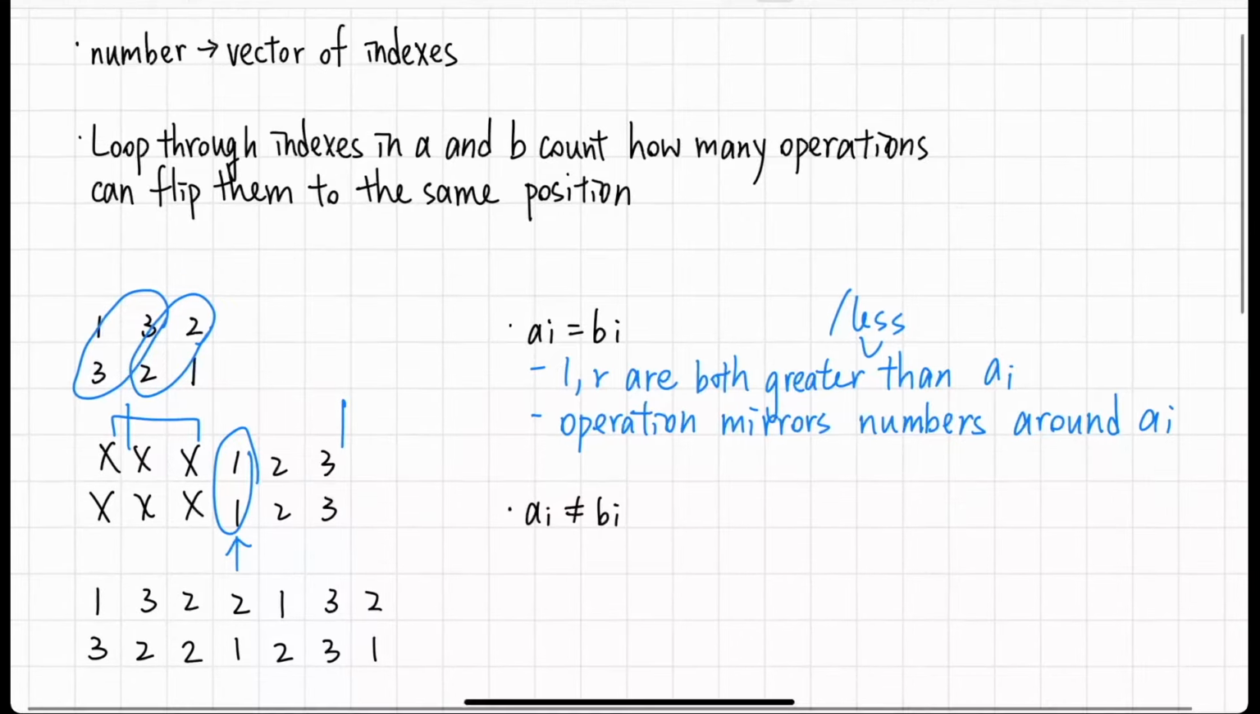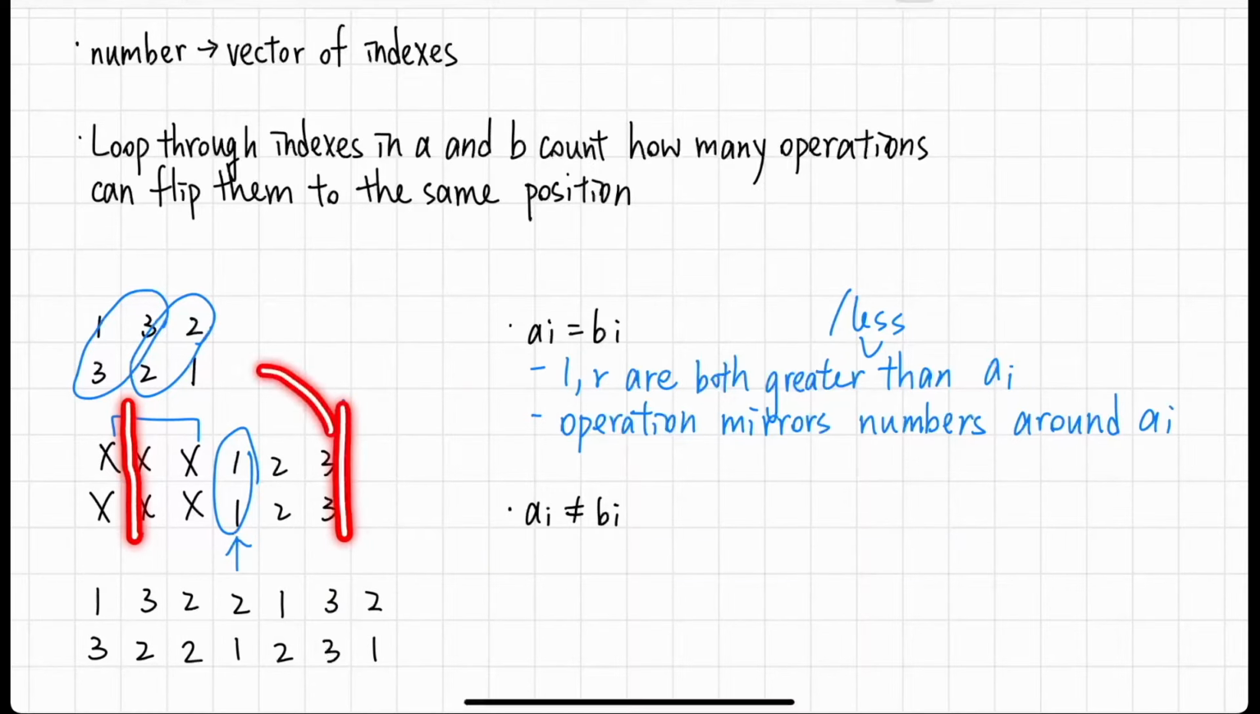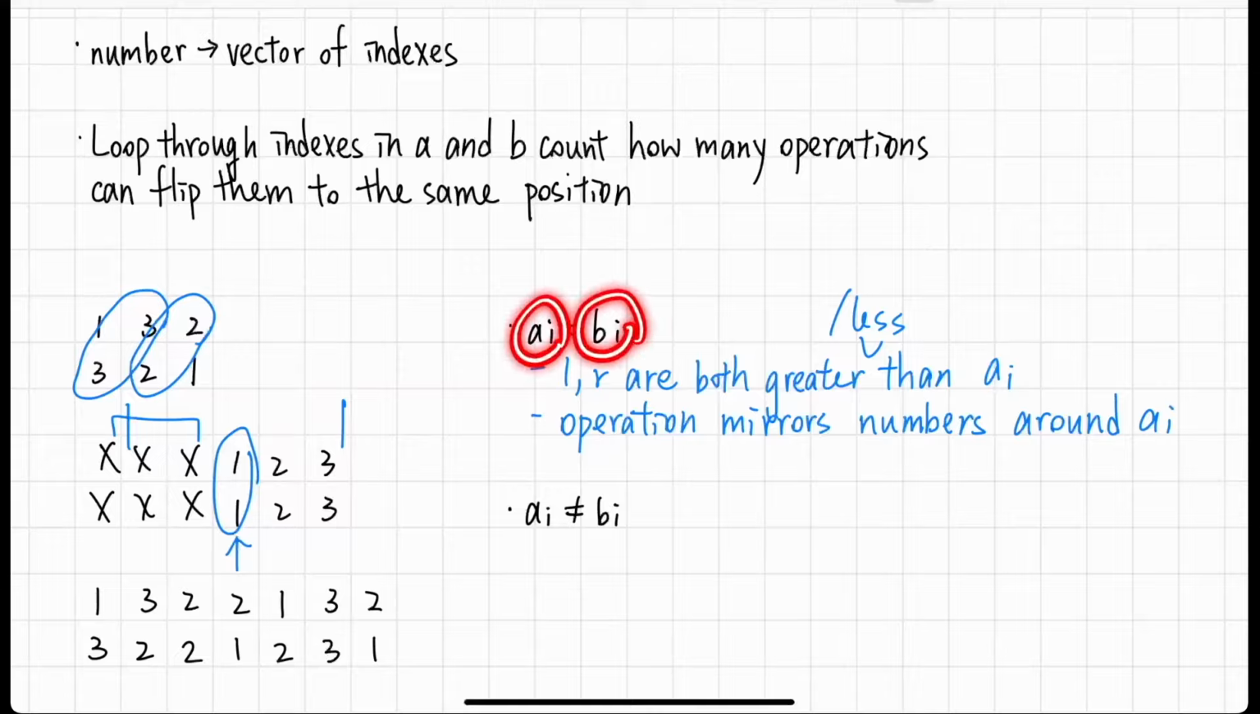What I mean by this is what I mentioned for this case, when the numbers only flip around AI but don't move this number. And what I mean by AI and BI is just the indexes of the number in the first array and the second array. So the index for this number would be AI and the index for this number would be BI.